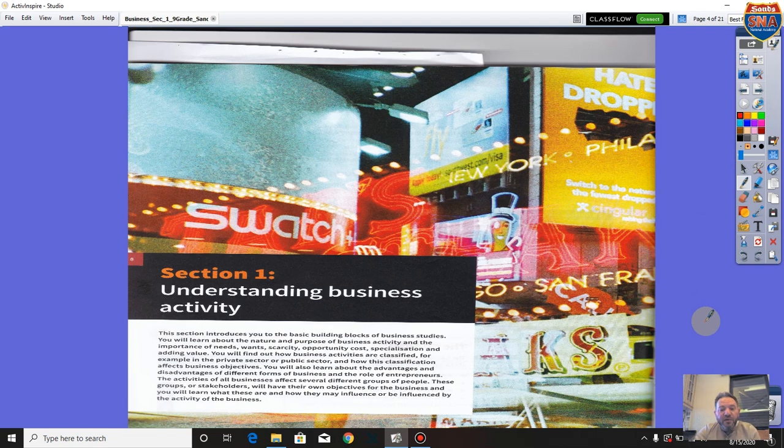The first lesson today is the understanding of business activities. What are business activities? In this chapter, we are going to discuss business activities and operations. We will explain the concepts of needs and wants, scarcity and opportunity cost, the factors of production, the development of economic activity and the use of specialization. Also, we are going to discuss the purposes of business activities and the concept of added value.